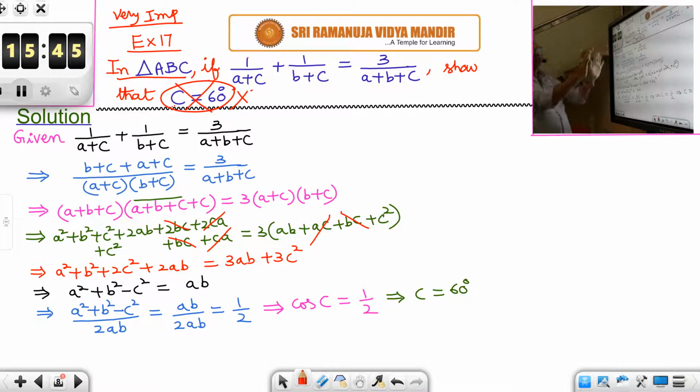See the symmetry. On the right hand side, a, b, c, all three are there. But on the left hand side, c is repeated twice. It is there in this term and also in that term. So therefore c must be 60. If one of the angles is 60 degrees, then c must be 60 degrees.